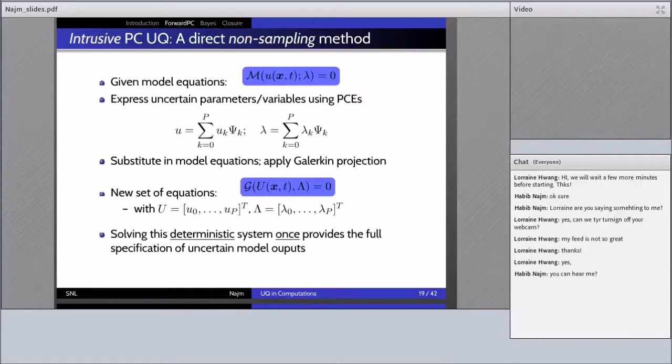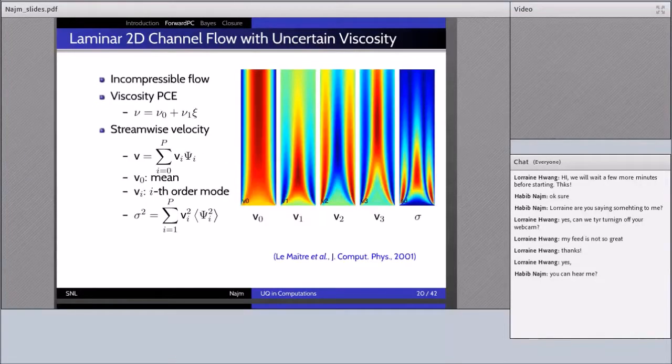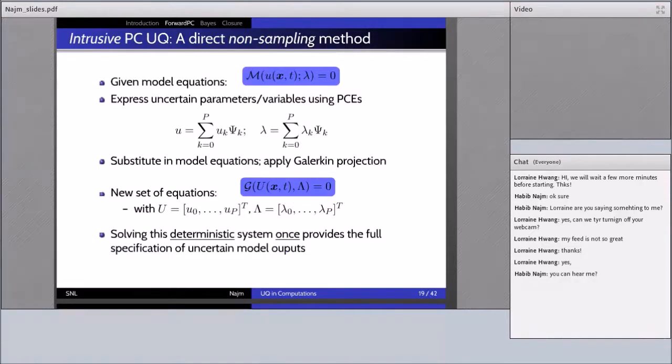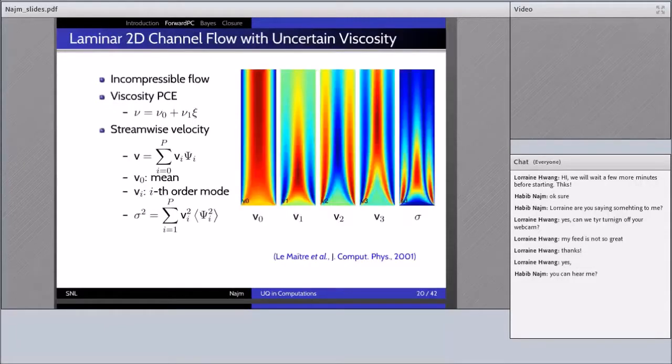So once you do that, you immediately have the PCE of the output, and you can do everything you want with it. So the advantage of intrusive methods is that you can, in solving once, get the full uncertain solution, but you have to solve a larger system, and you have to rewrite everything, solvers and codes, etc. And there is an illustration in a flow field.